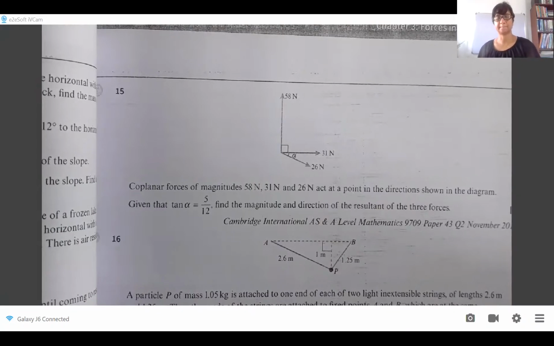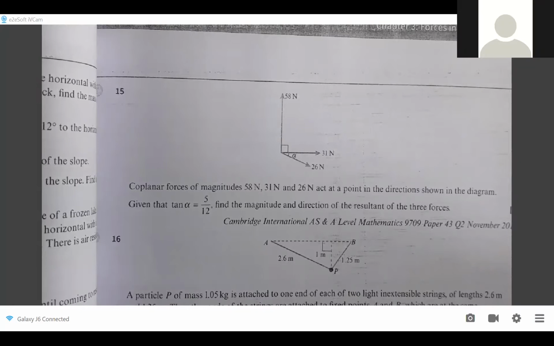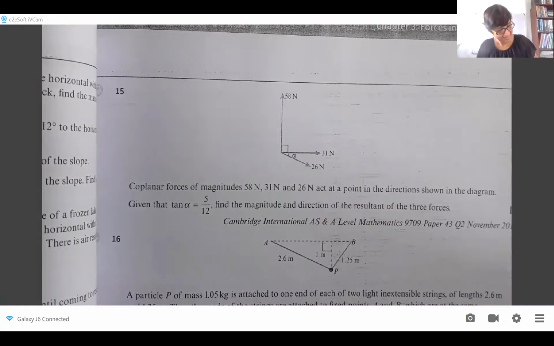Miss, what are the answers for force and angle? Let me see.